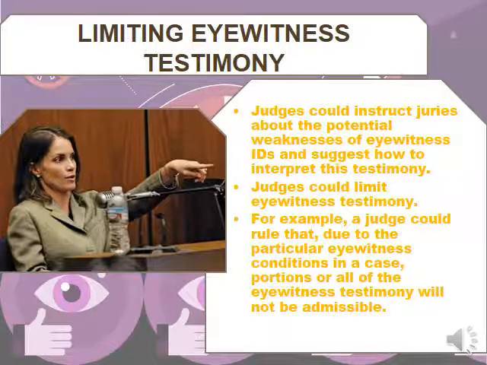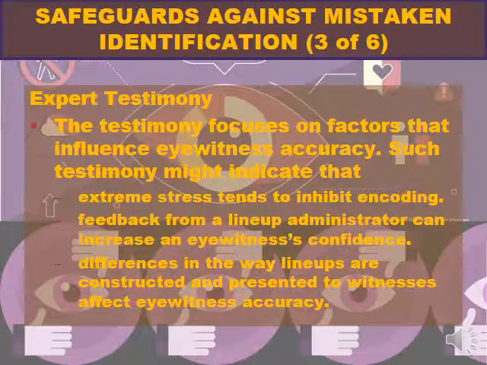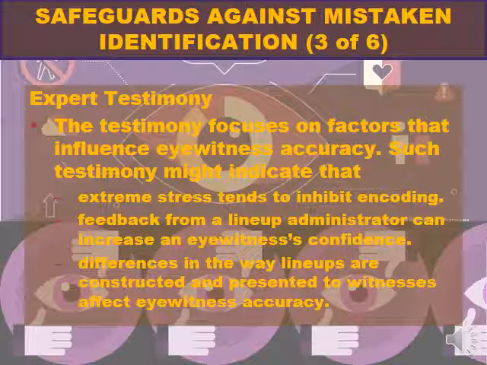Judges could limit eyewitness testimony. For example, a judge could rule that due to the particular eyewitness conditions in a case, portions or all the eyewitness testimony will not be admissible. In other words, now we're going to look at expert testimony. The testimony focuses on factors that influence eyewitness accuracy. Such testimonies might indicate that extreme stress tends to inhibit encoding. Feedback from a lineup administrator can increase an eyewitness's confidence. Differences in the way lineups are constructed and presented to witnesses affect eyewitness accuracy.